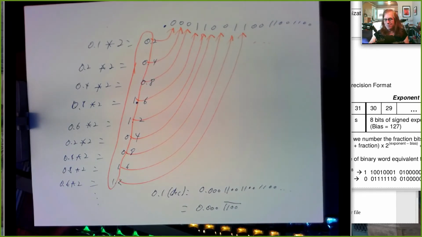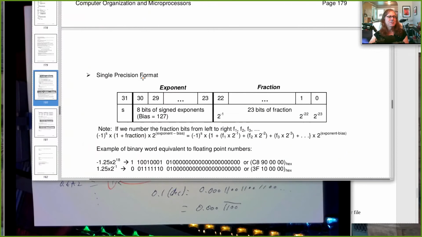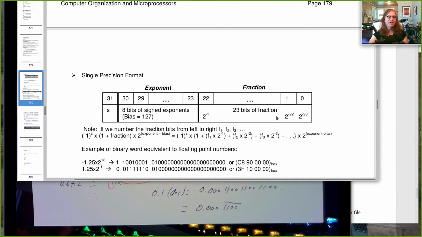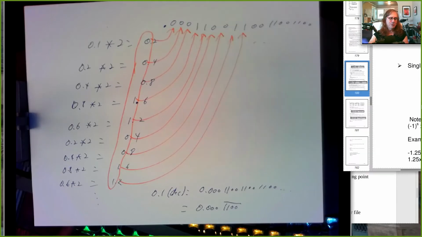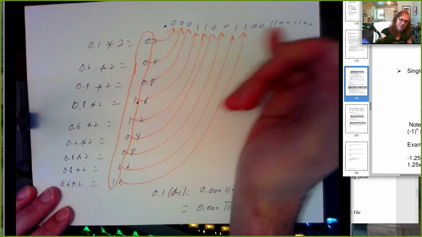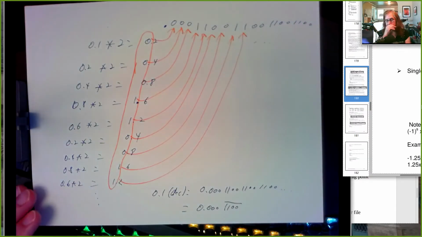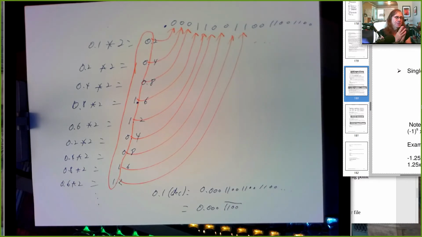But if I'm doing 32-bit representation with this standard, I need 23 bits of fraction. So I would go until I had 24 ones and zeros, and I would stop there. And that's usually what a computer does.